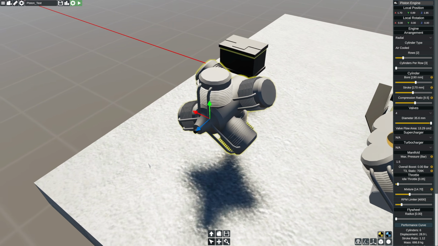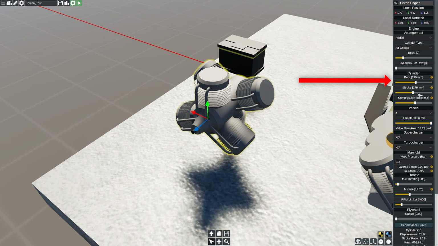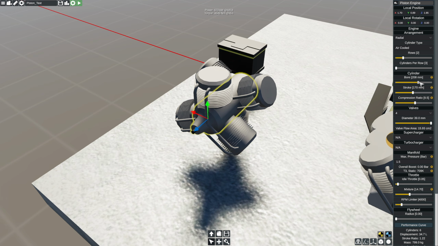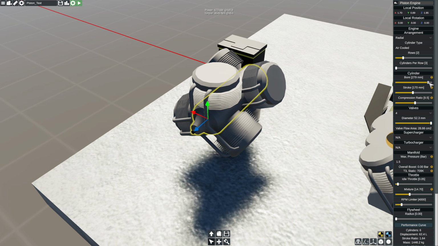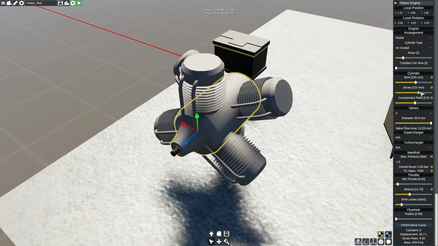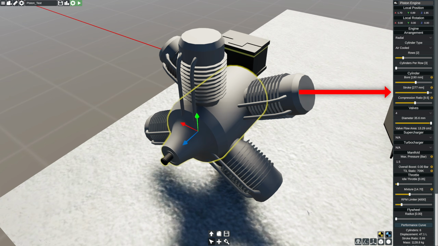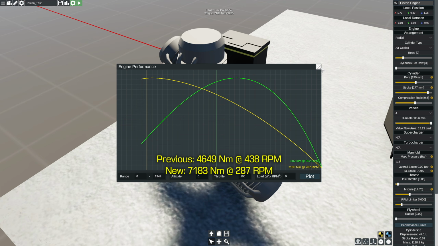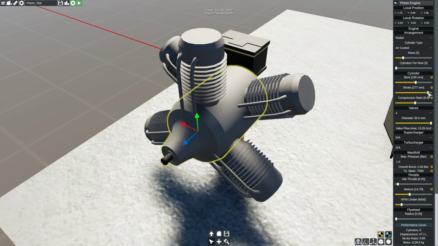Next we have the bore and stroke. Bore affects the width of the cylinder, and increasing it will increase RPM and power. Stroke affects the length of the cylinder, and increasing it will decrease RPM and increase torque and efficiency. A decently performing engine will generally have values for bore and stroke relatively close to each other.